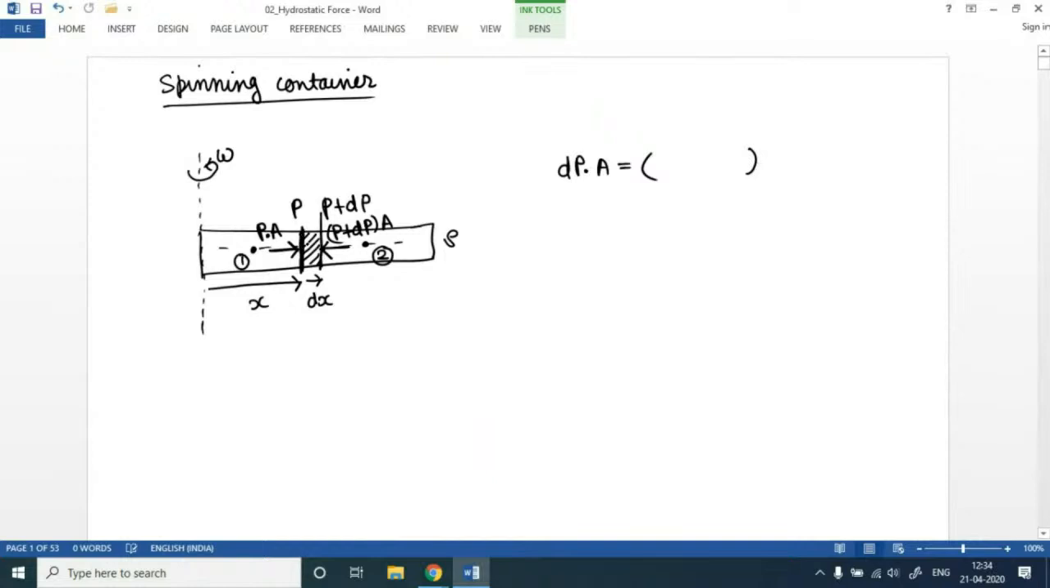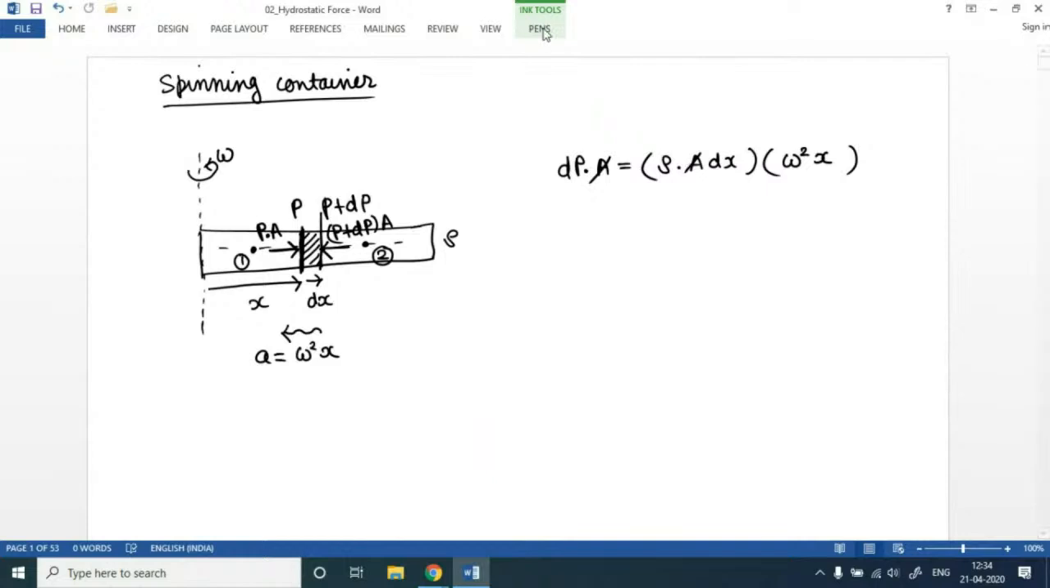This element is at distance x from the axis, so it will be accelerated towards the axis, and the magnitude of acceleration is going to be omega square x. The mass of this element is rho times its volume, and the volume is A into dx. So that is the mass, and the acceleration is omega square x. A on both sides gets cancelled.